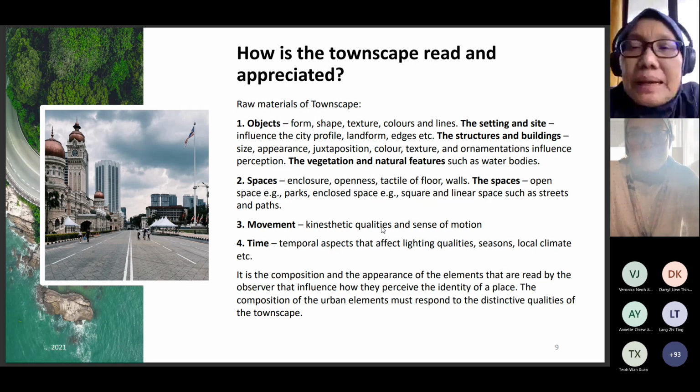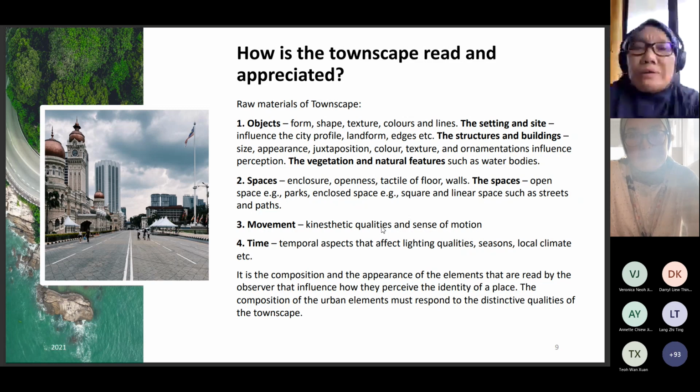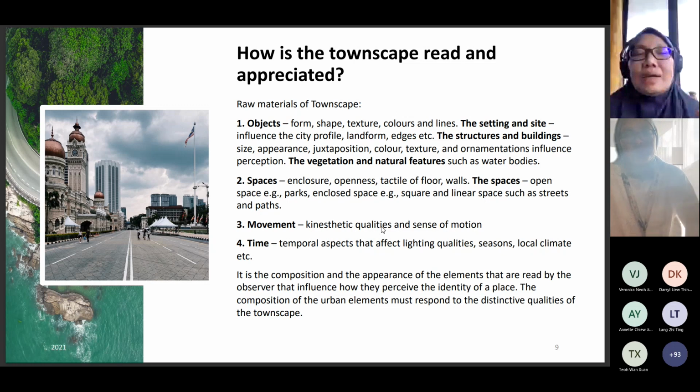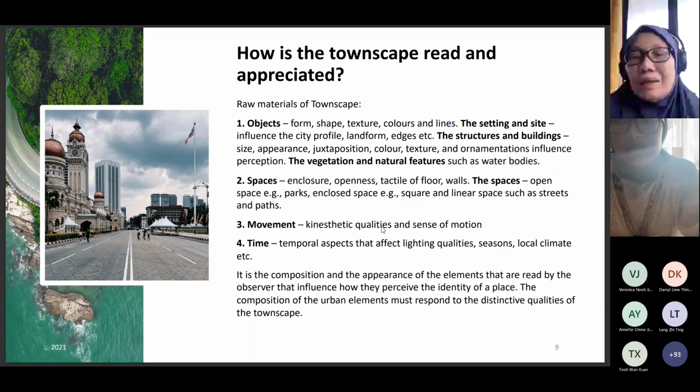Another aspect is the structures and buildings: the size, appearance, juxtaposition, color, texture, and ornamentation influence perception. That's why when you design a building, you have to focus on this aspect, because this is the thing that people actually notice when they are in the place.